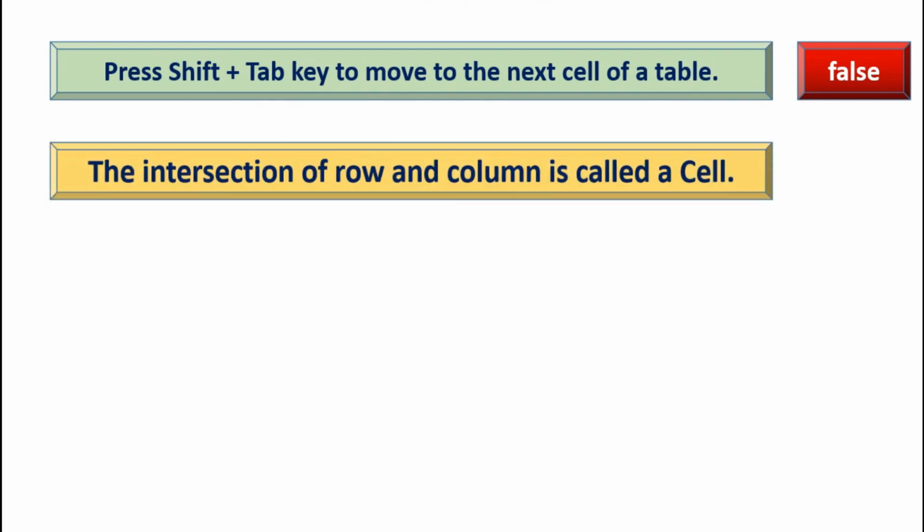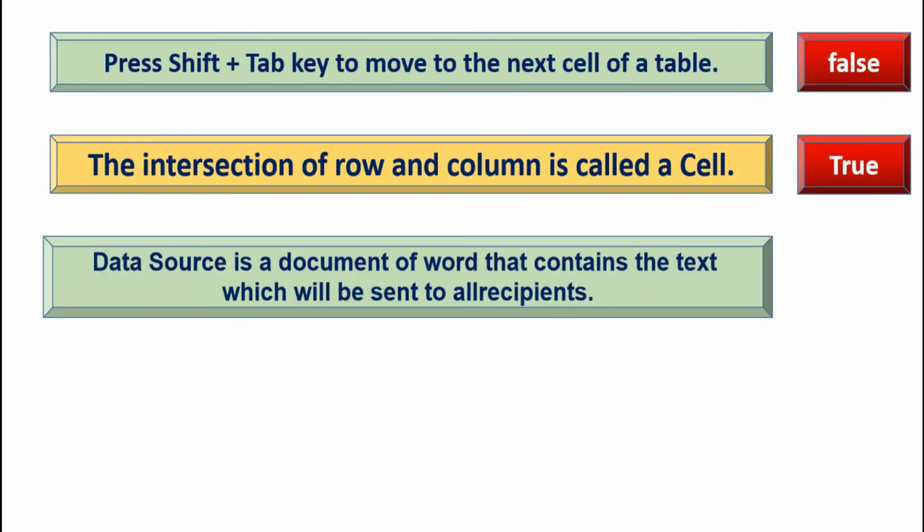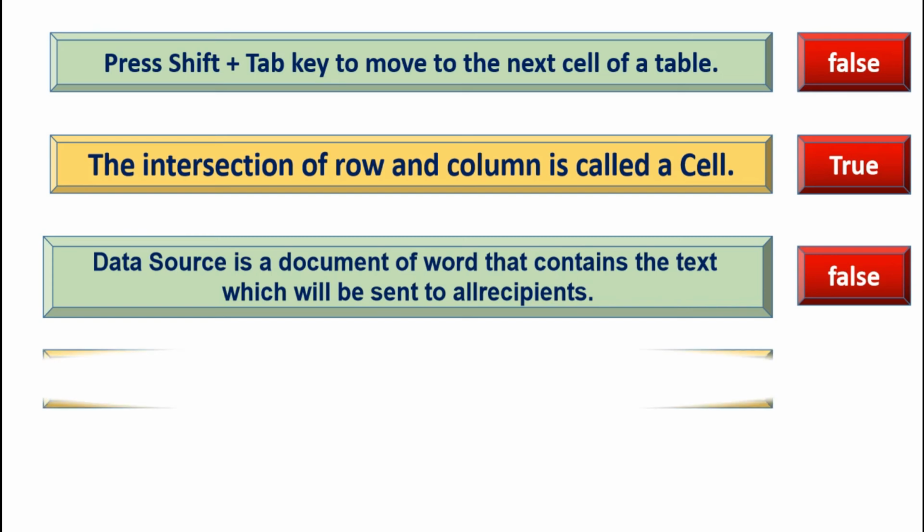The intersection of row and column is called a cell. Answer is true. Next is, data source is a document of a word that contains the text which will be sent to all recipients. Answer is false. Data source is not a document of words. It is a list of recipients. Data source contains all the list of recipients.